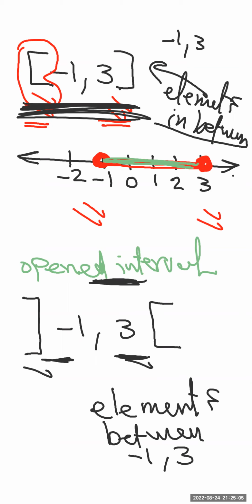Again, guys, open the interval, -1 and 3. Here, -1 and 3 are not included in the interval because it's open. So if the interval is closed from one of the two sides, this means that element is included. But if it was open, this means that element is not included in the interval. So now, open from the two sides, the -1 and the 3 are not included.